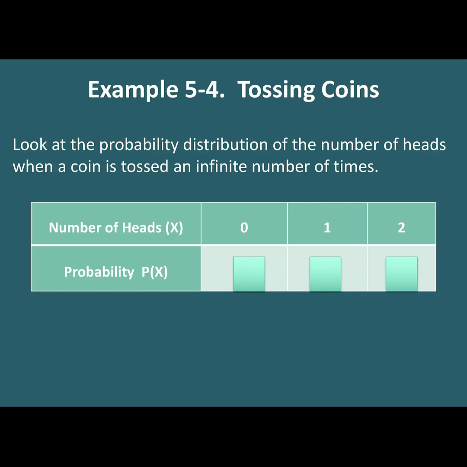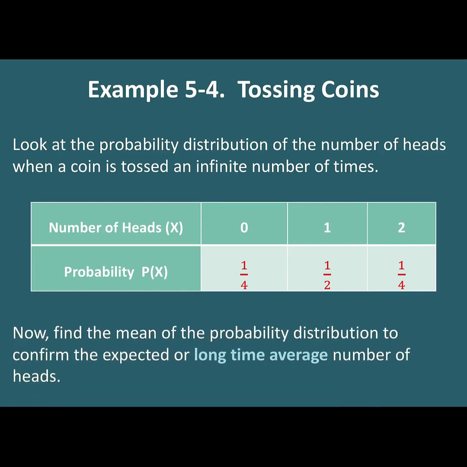So on average, the mean number of heads would be 1. Let's look at the probability distribution of the number of heads when a coin is tossed twice. The probability of getting 0 heads is 1/4. The probability of getting 1 head is 1/2. And the probability of getting 2 heads is 1/4. Let's find the mean of the probability distribution to confirm the expected, long-run average number of heads. Again, we got 1, but why?